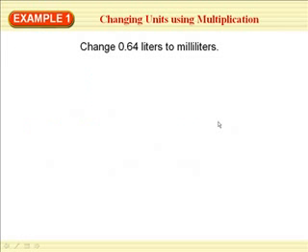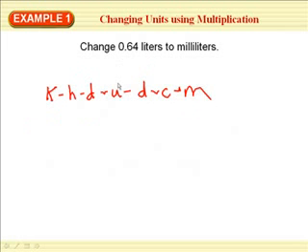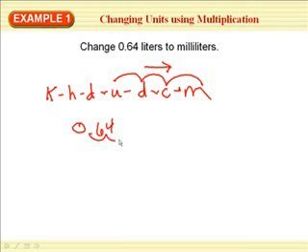Okay, example 1. We want to change 0.64 liters to milliliters. So let me write my King Henry died unexpectedly drinking chocolate milk. I start at liters, which is one of the units, and I count to milliliters. 1, 2, 3. So that goes that way 3 places. So 0.64, 1, 2, 3. Fill that empty place with 0. It would be 640 milliliters.